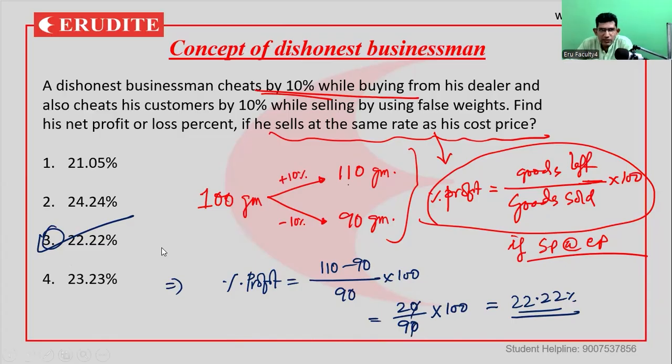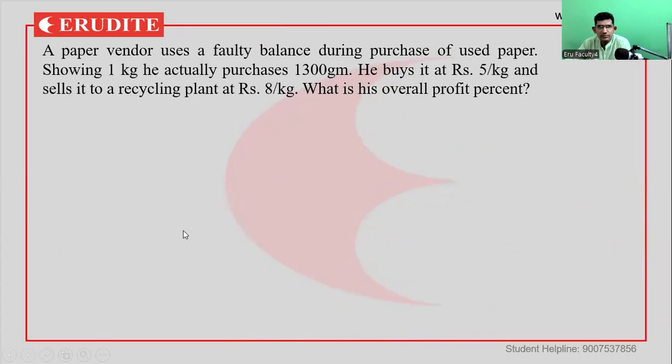Now let's take a slightly different variation of the same type of question. Here the question says, a paper vendor uses a faulty balance during purchase of used paper. Showing 1 kg, he actually purchases 1300 grams. Also, he buys it at rupees 5 per kg and sells it at 8 per kg. What is his overall profit percentage? Now, in this case, he is not selling at the rate of cost price, so I cannot use that previous concept, that is goods left by goods sold. So in this case, we'll go by as it is.